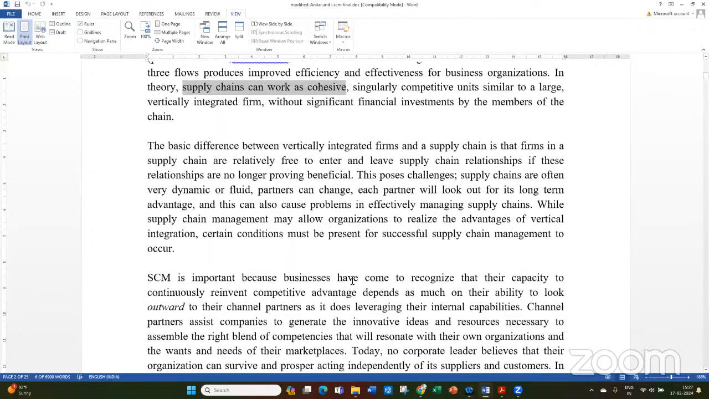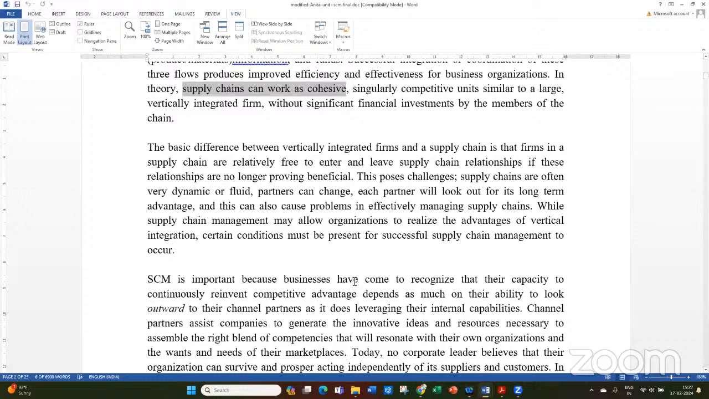But here, the basic part is the difference between vertically integrated supply chains and horizontally integrated supply chains. In vertically integrated supply chains, you are going to have integrated suppliers, where your suppliers are also part of your organization. So your supply chain relationship with suppliers is very important. That's why supply chain partners, the supply chain, is always dynamic. Partners can change, but the partner will look for long-term advantage.